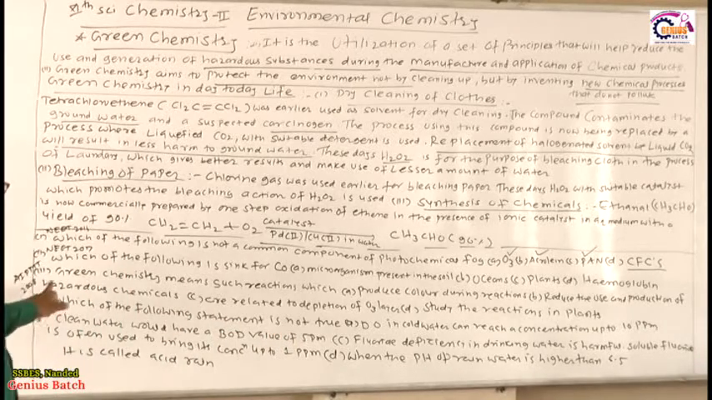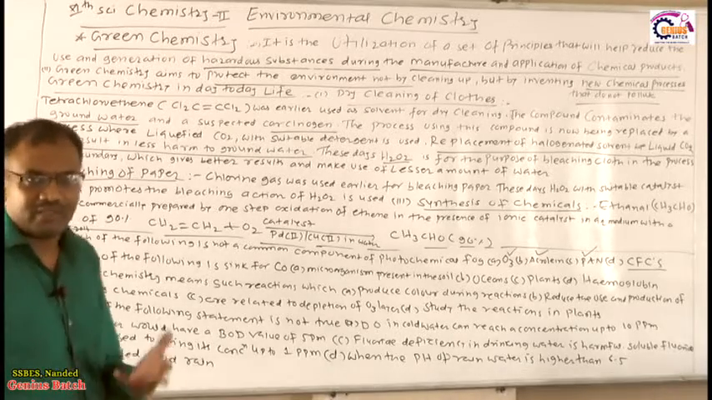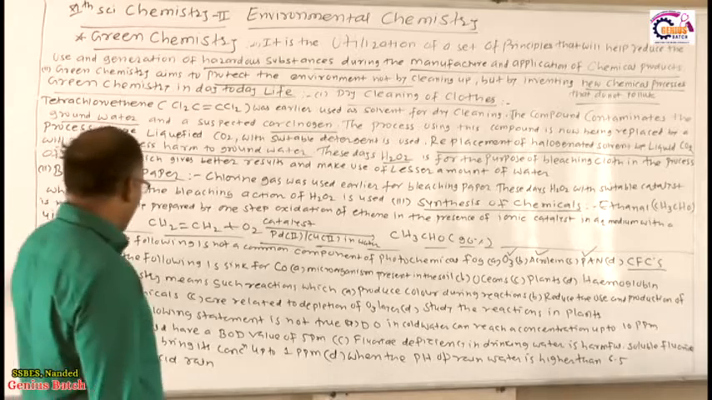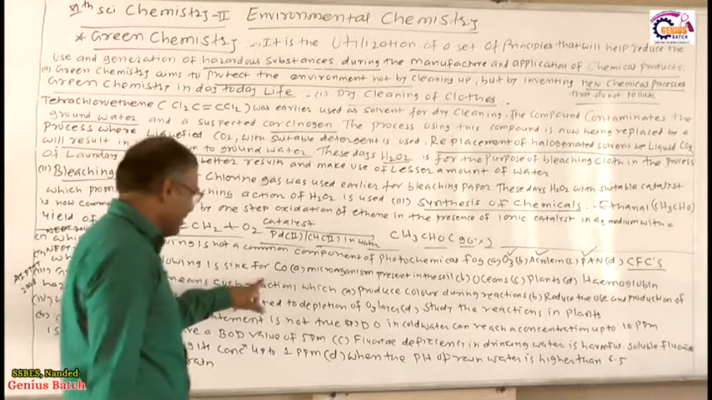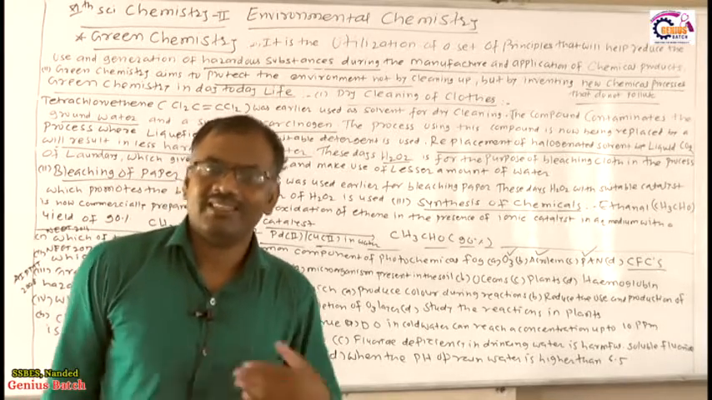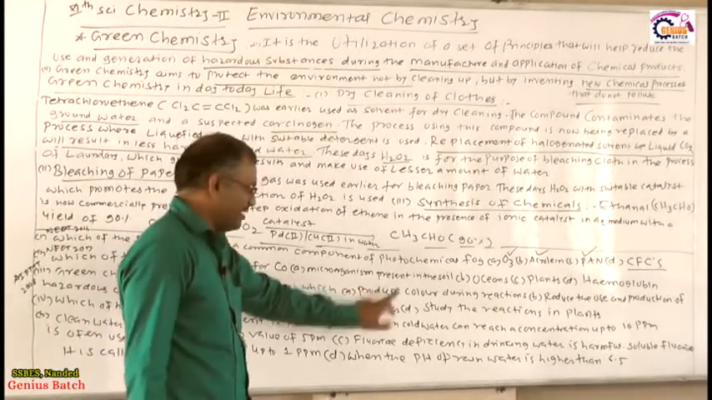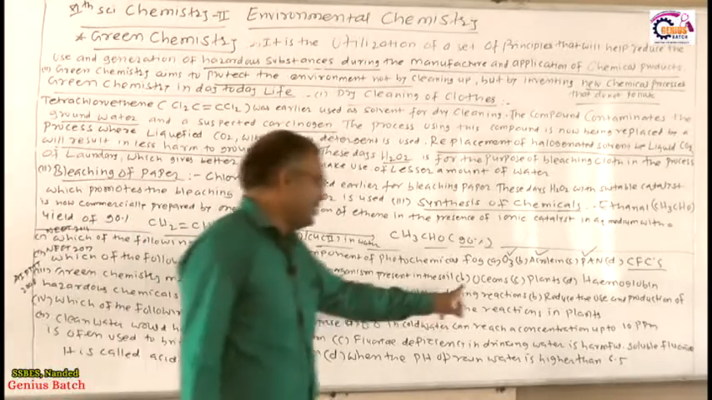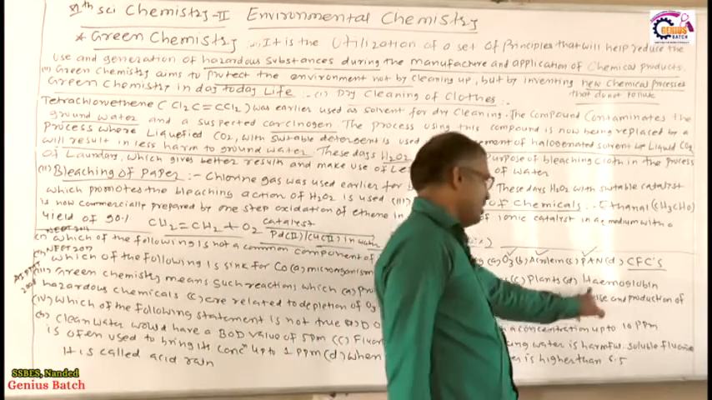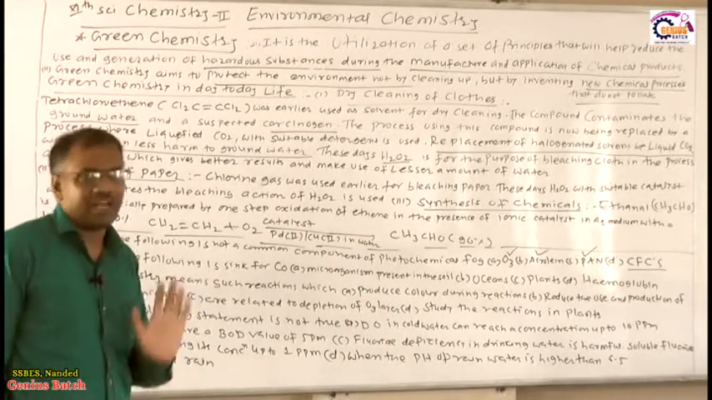Now AIPMT, that is NEET 2017. What was the question? Which of the following is a sink for carbon monoxide? A. Microorganisms present in the soil, B. Oceans, C. Plants, and D. Hemoglobin. So the question is: which of the following is a sink for carbon monoxide?